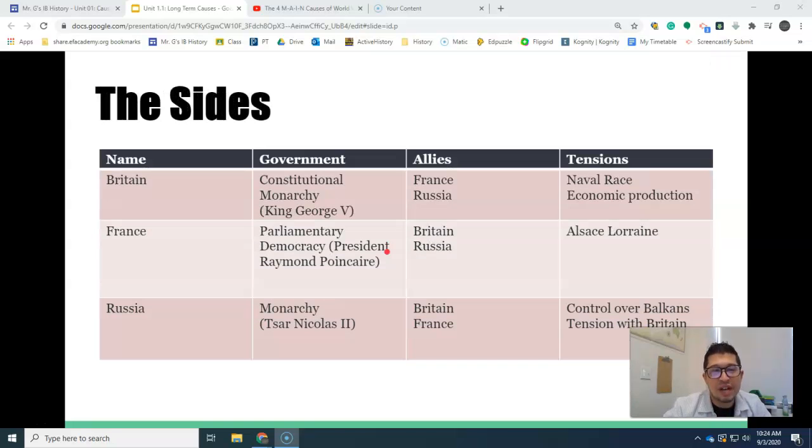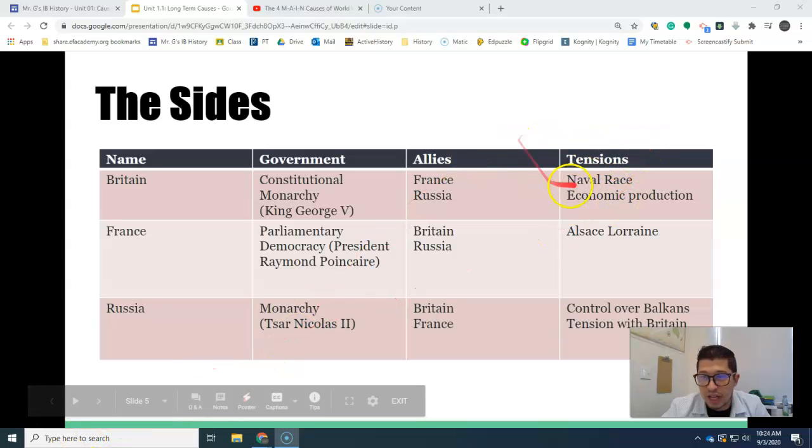All right. The sides. Let's just break this down quick. You guys are doing an activity on this, on kind of like a country profile. I'm not going to read each one of these things. I just want to make mention of this and kind of highlight this right here.